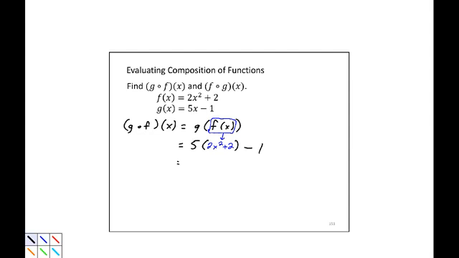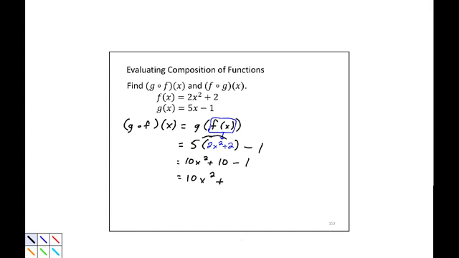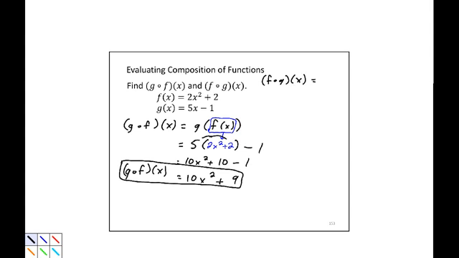So now I just need to distribute, combine like terms, and this will be the function that I need. Distributing that would be 10x squared plus 10 minus 1, which would be 10x squared plus 9. That is g of f of x. Now, the next thing we're asked to find is f of g of x. Let's put that over here. f of g of x would be f parentheses g of x, close parentheses.